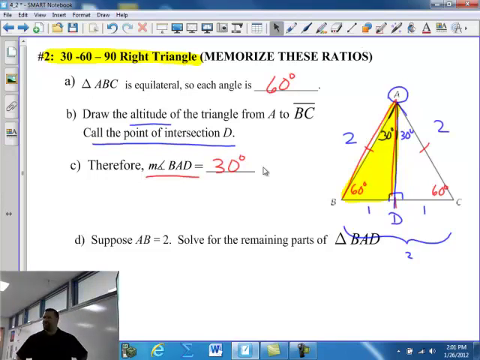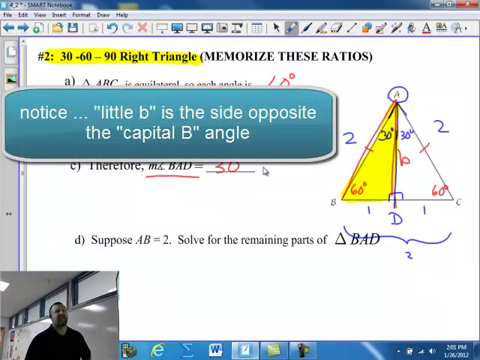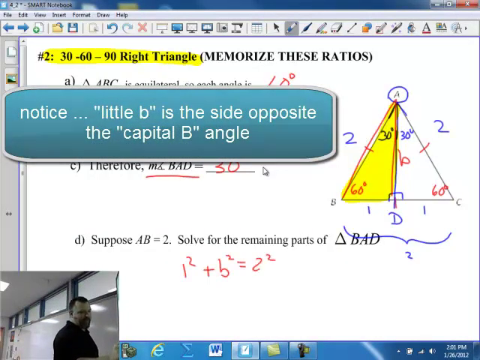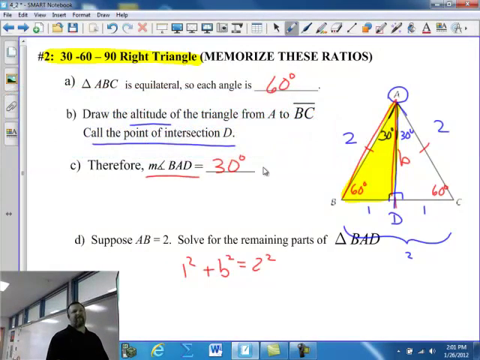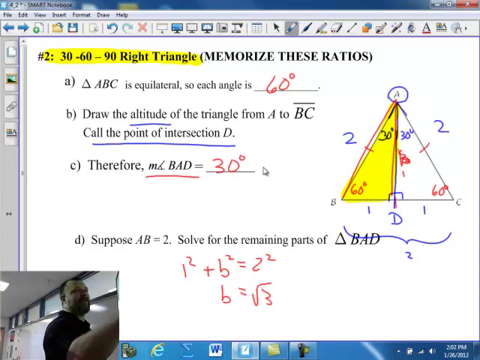So what's the third side? Let's call it B. So we have 1 squared plus B squared equals 2 squared. That was the Pythagorean theorem. 1 squared is 1, 2 squared is 4. Subtract the 1, we get B squared equals 3, or B is equal to the square root of 3. So we now know that this little triangle is the square root of 3 high. Have we solved for all the remaining parts?